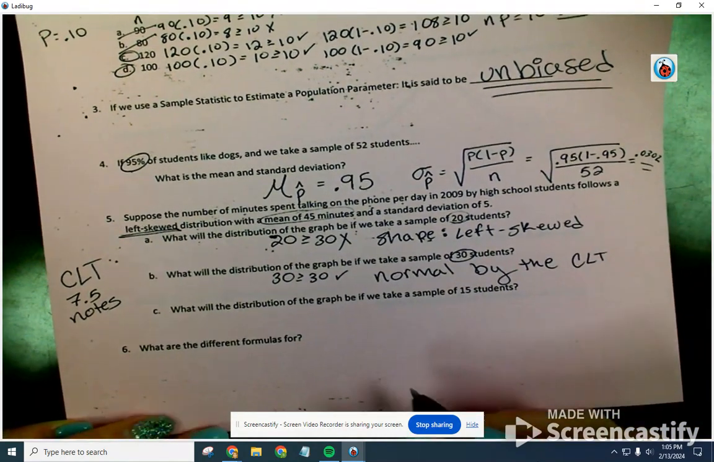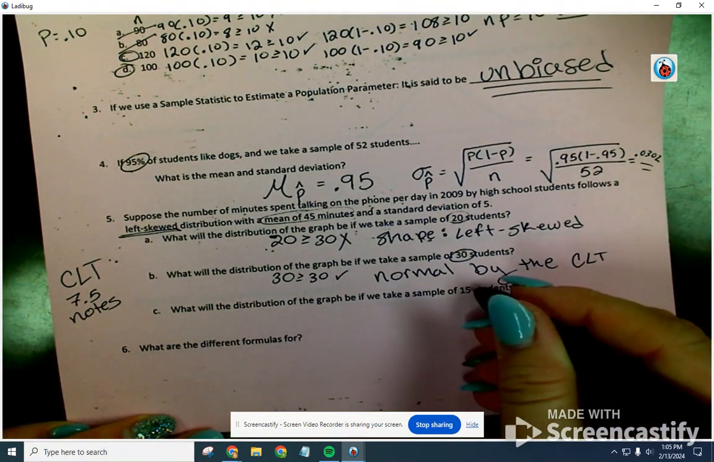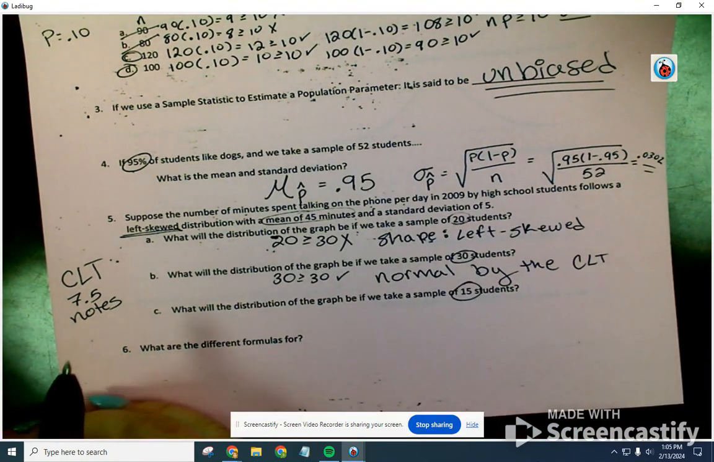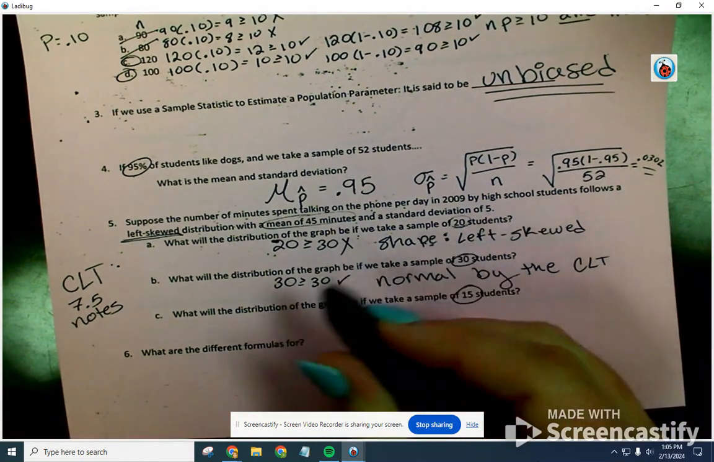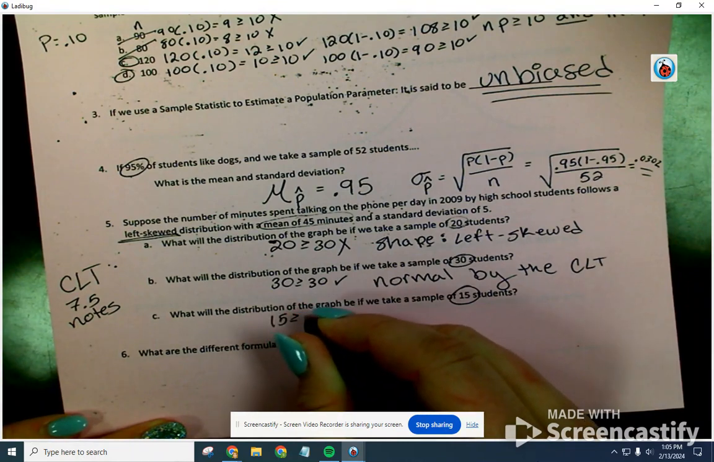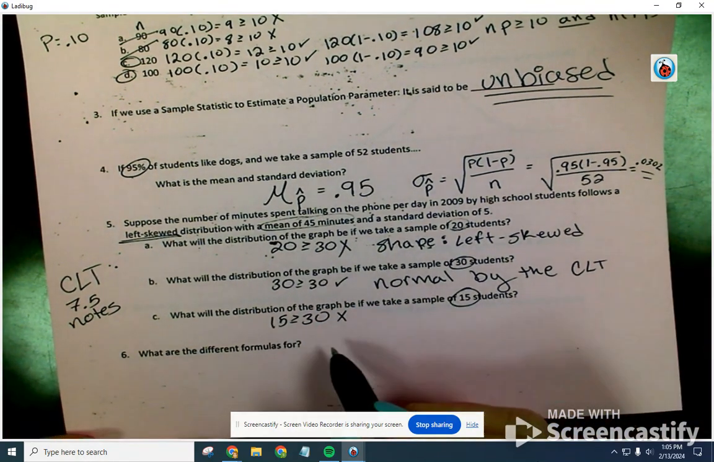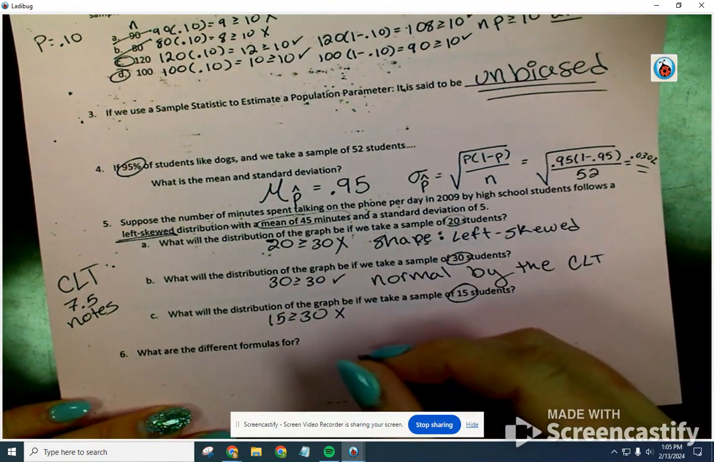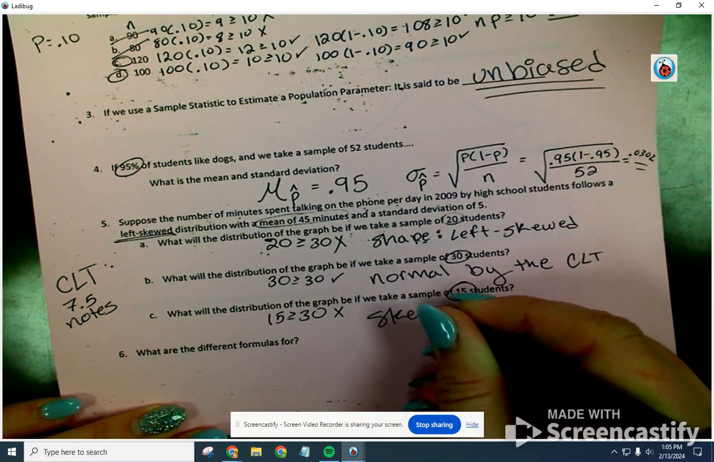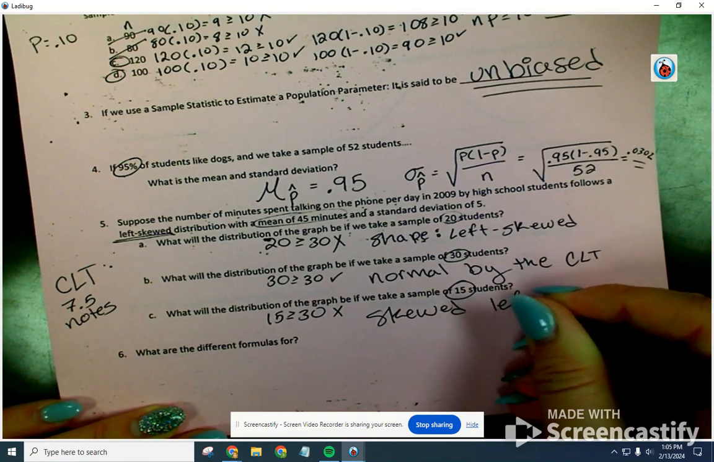Okay, part C says, what will the distribution be if we take 15 samples, or a sample size of 15? So is 15 greater than or equal to 30? No. And because it is not, it's going to take the same shape as the population. So we're going to say that it is skewed left.